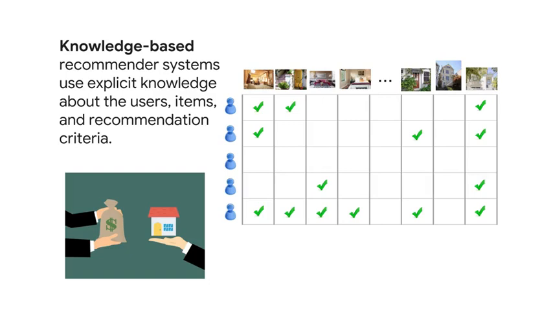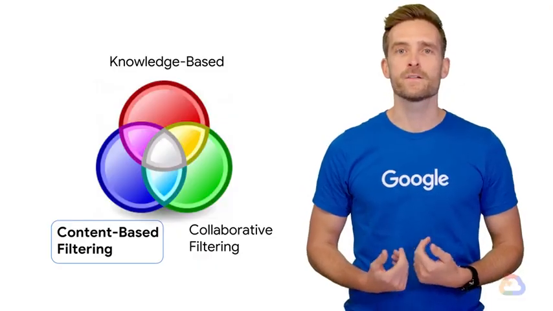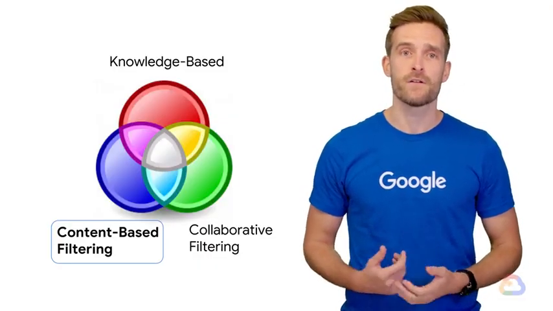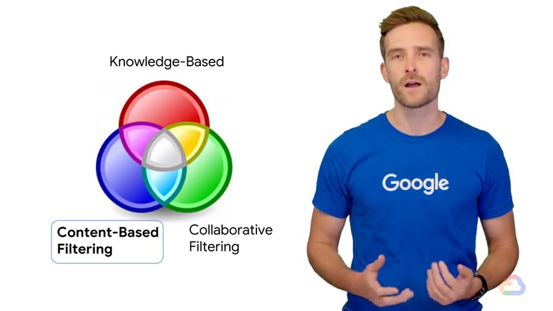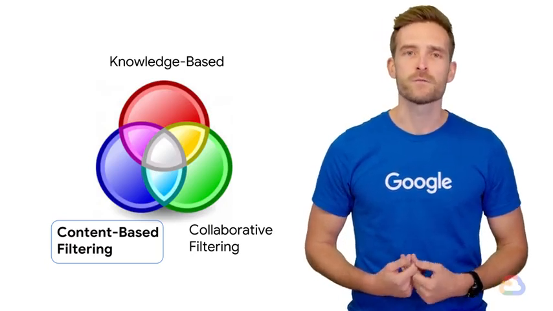In this scenario, knowledge-based systems will often explicitly ask users for their preferences and then use that information to begin making recommendations. Often, there is value in combining different types of recommendation models into a single hybrid approach. This can be done in several ways.